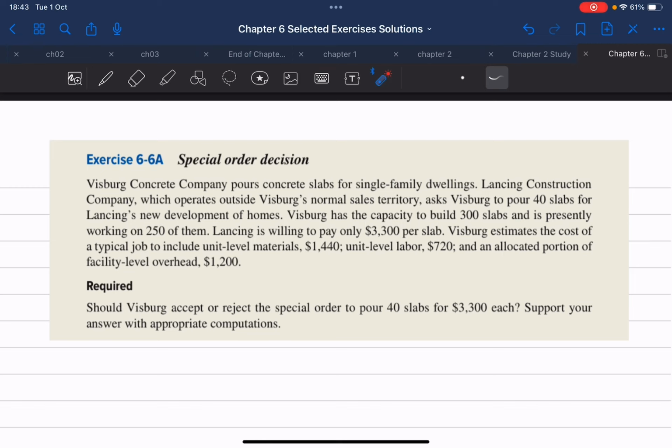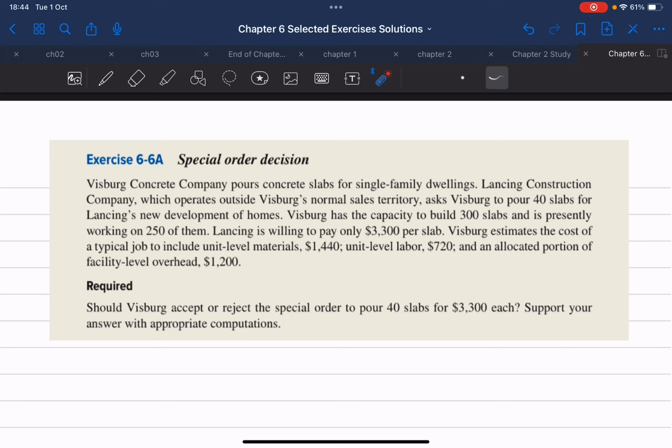Visberg Concrete Company pours concrete slabs for single-family dwellings. Lansing Construction Company, which operates outside of Visberg's normal sales territory, asks Visberg to pour 40 slabs for Lansing's new development of homes. Visberg has the capacity to build 300 slabs and is presently working on 250 of them.